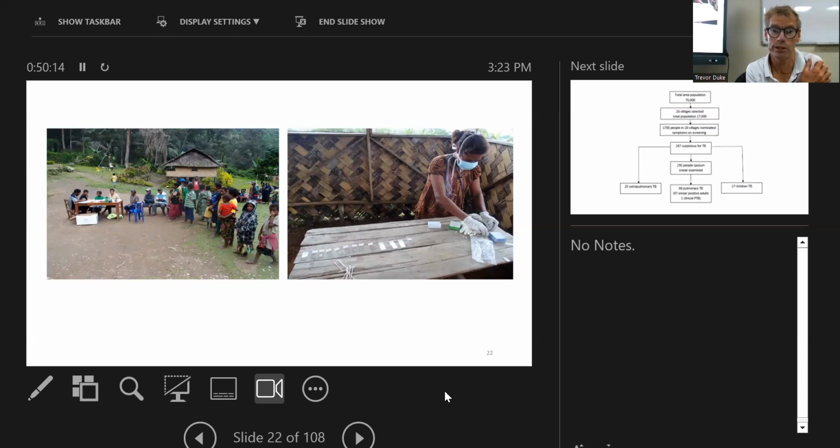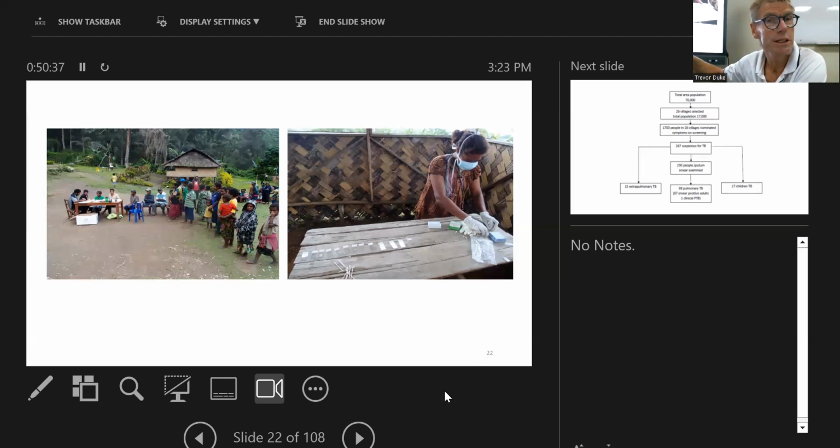It doesn't have to be TB. And they came for sputum smear testing, right? We didn't have x-rays, we didn't have GeneXpert tests. We just had on-site sputum smear testing with Ziehl-Neelsen staining. The microscopist had Ziehl-Neelsen staining, and all these people lined up to be tested.